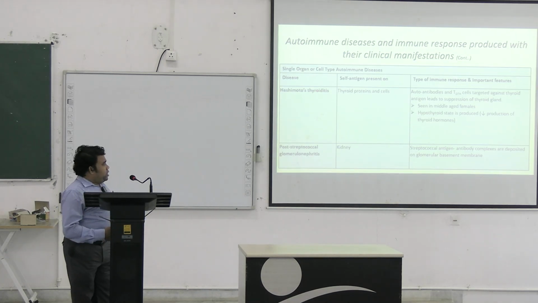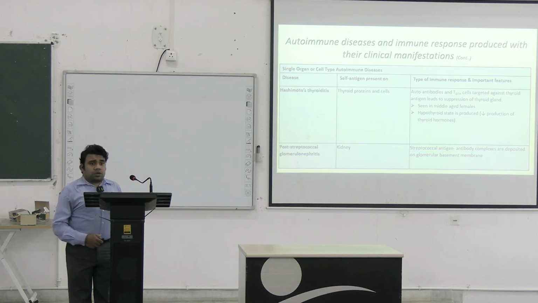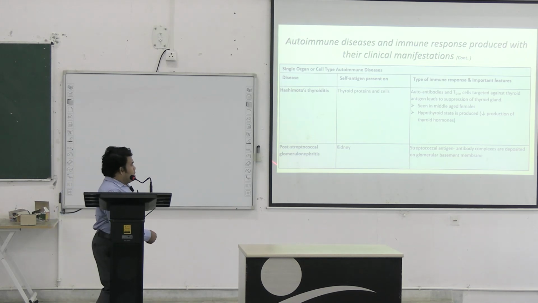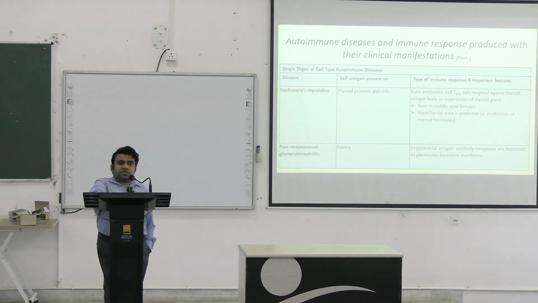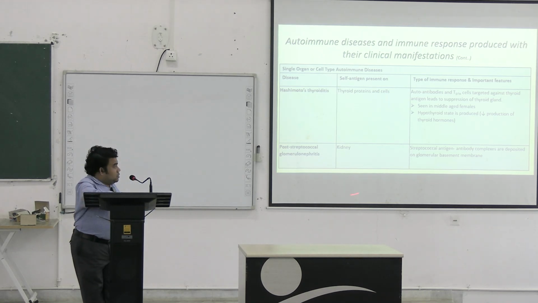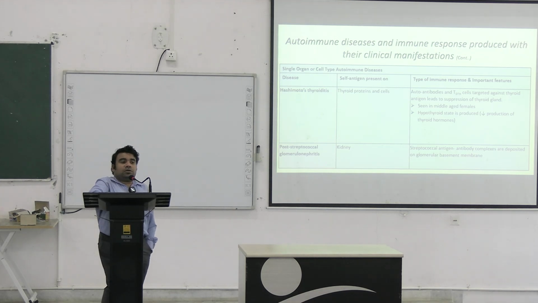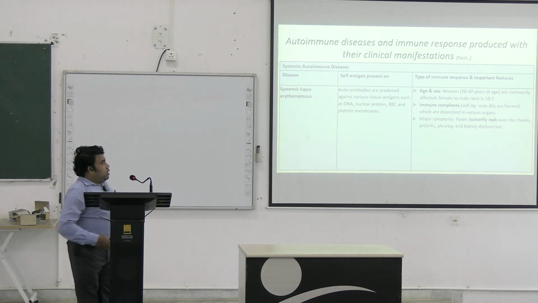Similarly, Hashimoto thyroiditis or even post-streptococcal glomerulonephritis. Now, keep in mind, post-streptococcal glomerulonephritis is a very good example of molecular mimicry. After a streptococcal sore throat infection or a wound infection, a cutaneous infection, the antigen sharing occurs which leads to damage to the kidneys.